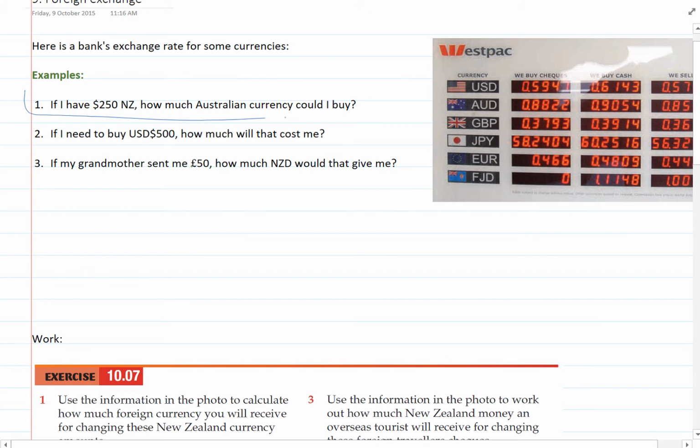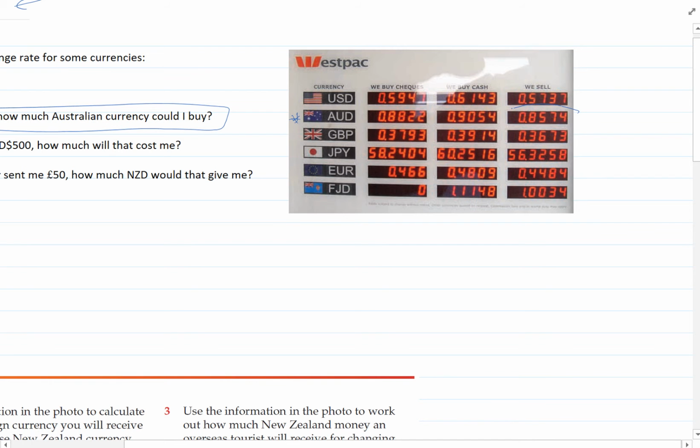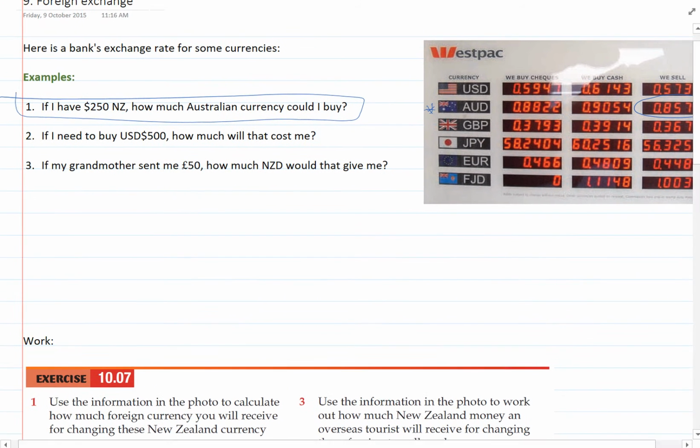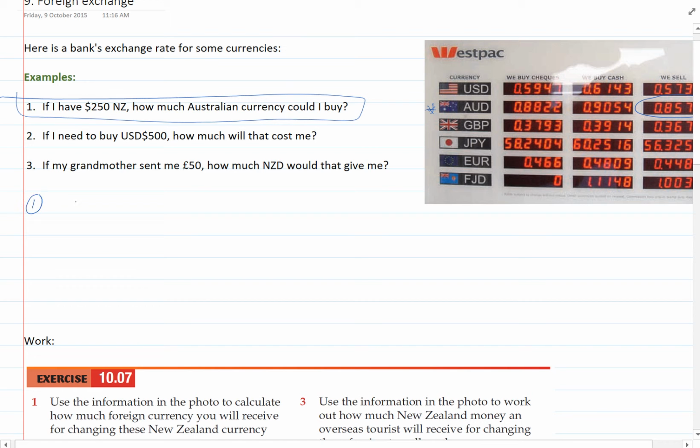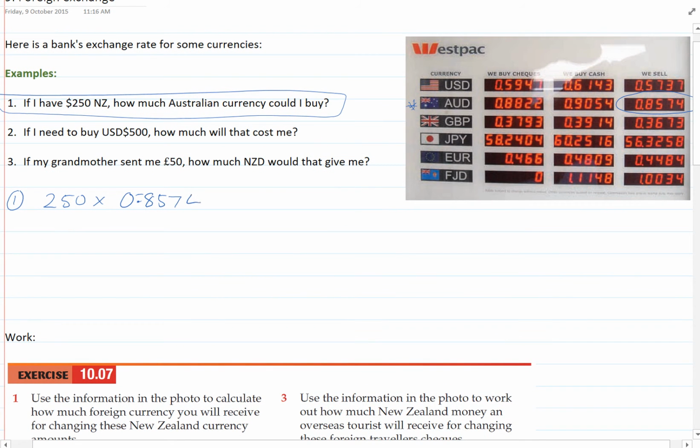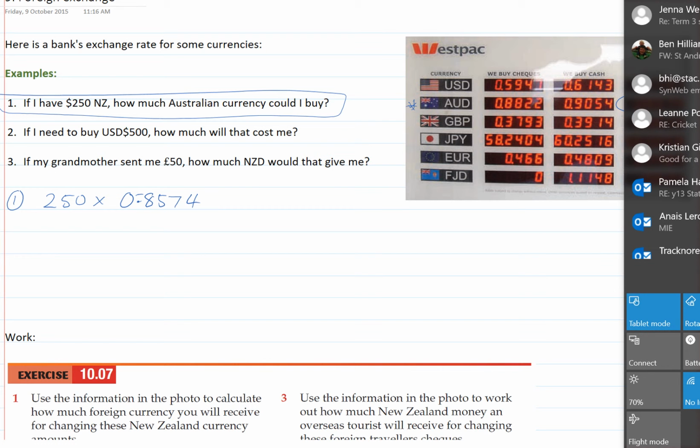Okay, so the first question here is saying, if I had $250 NZ, how much Australian currency could I buy? So we want to look at the Australian part of the table, and we want to look at the sell part. And so they will sell us 85.74 cents Australian for every dollar New Zealand that we will give them. So if we're going to give them $250 New Zealand, then we have to go 250 times 0.8574, and then at this stage I get my calculator.